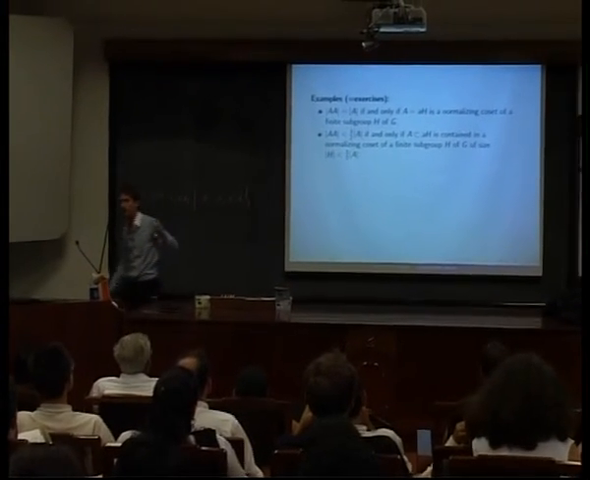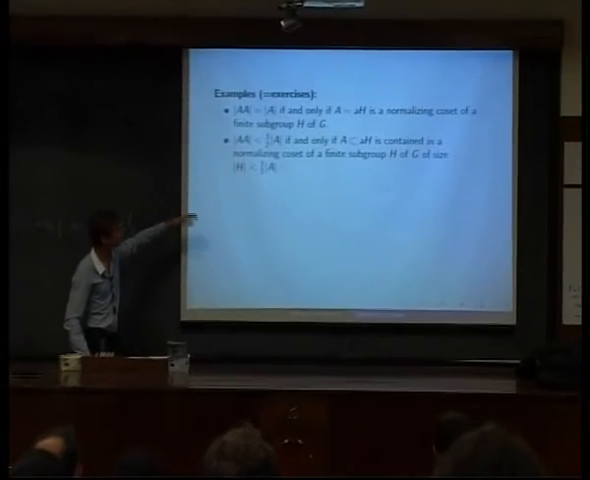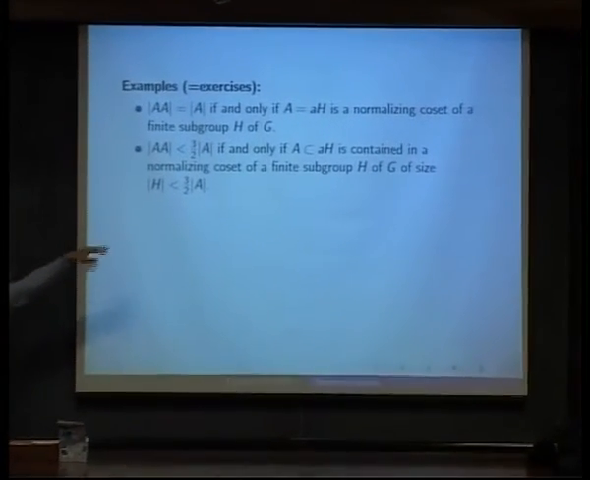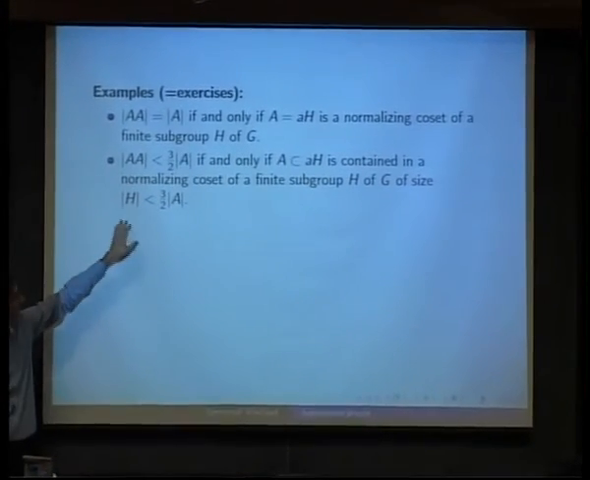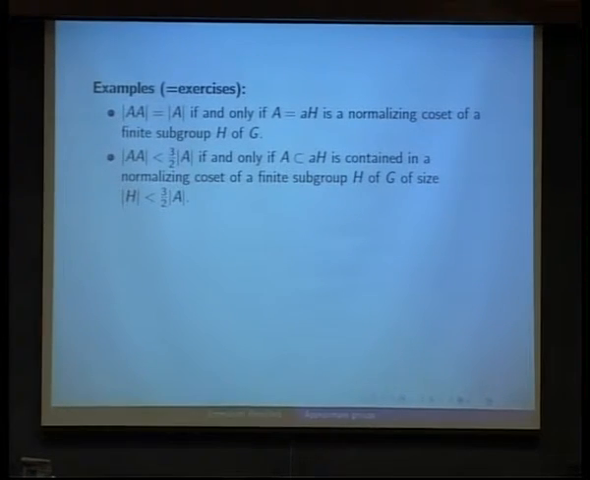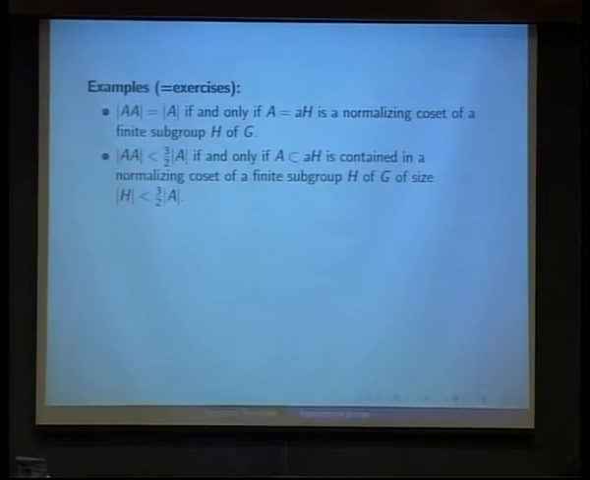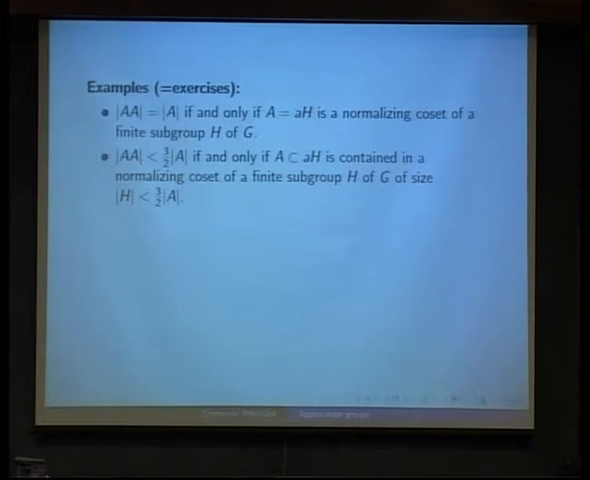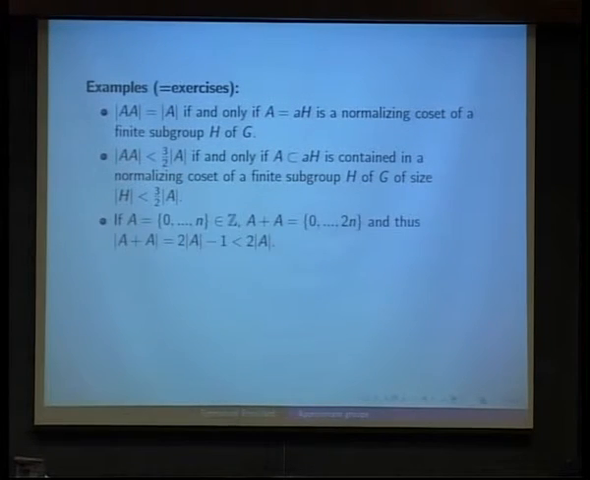Okay? And of course, that's if and only if, because this direction is very simple, right? If you have any subset containing A times H satisfying this, then of course A times A is at most 3/2 A. Okay? So that's also an exercise, slightly more tricky, as I said.